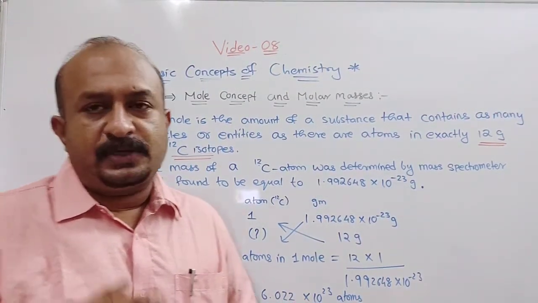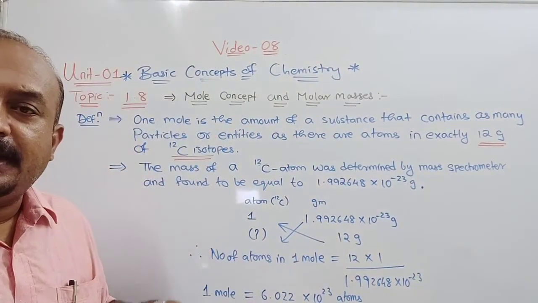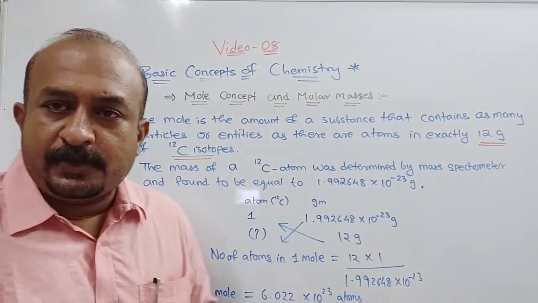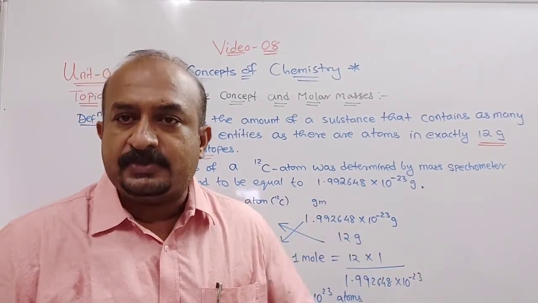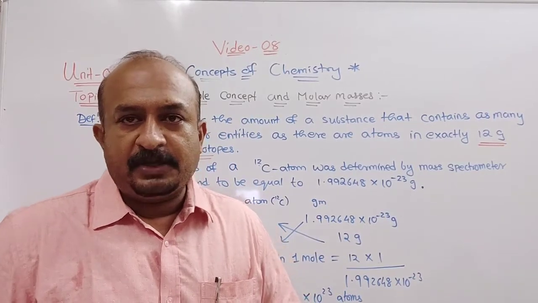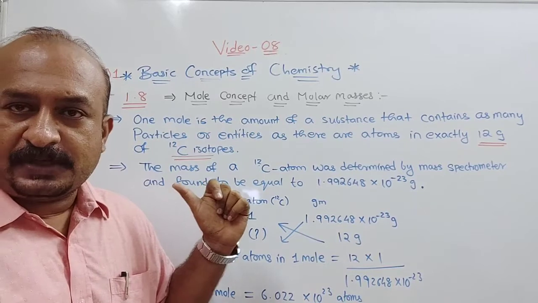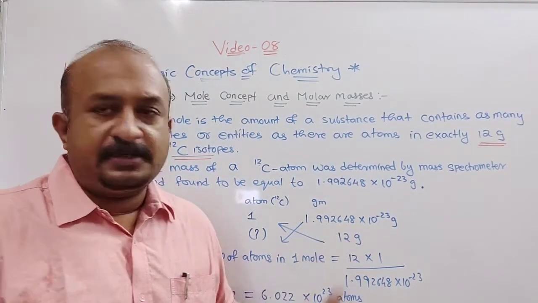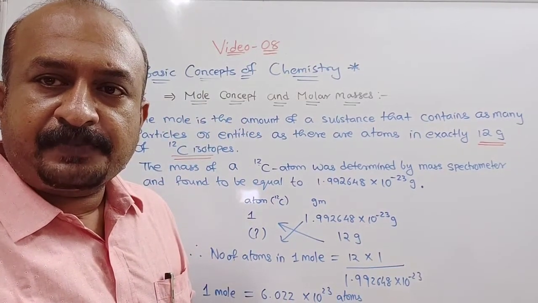6.022, for your convenience. Actually it's a bigger number, but you can remember it like this, into 10 raised to 23 atoms. If we talk about molecules, it will be molecules. If we talk about electrons, it will be electrons. It can be ions or many things, because we have seen this in the definition: particles or entities. Furthermore, I will explain this concept in more detail. Now next part.